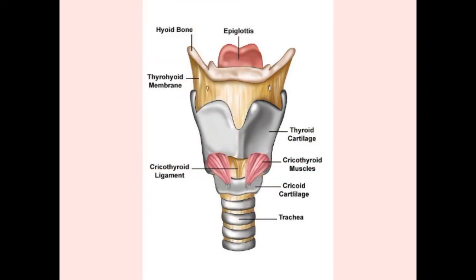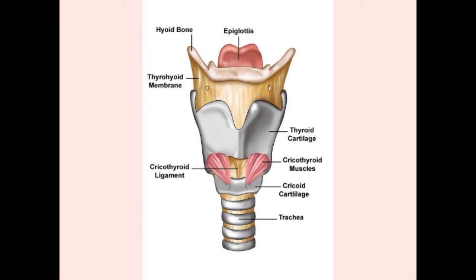And this is the structure of the larynx that we're talking about. So we can see those cartilages that we have been talking about. We've got the cricothyroid ligaments, the thyroid cartilage, the cricothyroid muscles, the cricoid cartilage, and the trachea down there. Then on top we have the epiglottis, the leaf-like cartilage which covers the glottis so as to avoid the passing through of food particles.